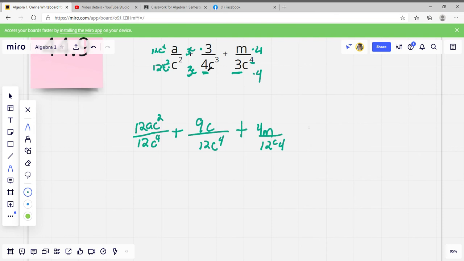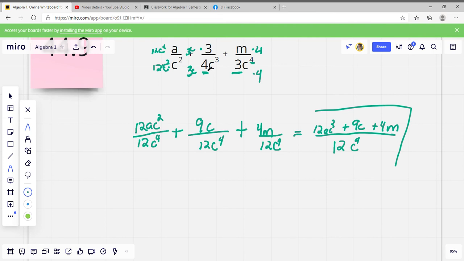Alright, that's plus, plus. Okay, now to solve, we're just going to bring over our denominator, 12c to the 4th. I wrote that one totally wrong. Let me fix that. There we go. 12c to the 4th, and then our top, we're going to have 12ac squared. You notice I can't combine any of these because none of them are like terms, plus 9c plus 4m. And so that's how you solve that kind.